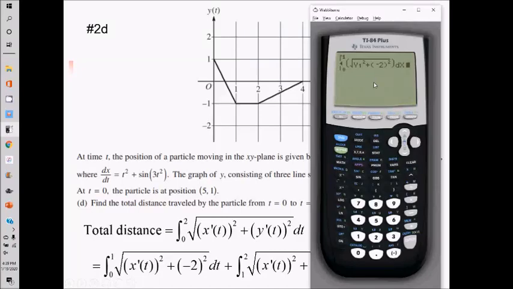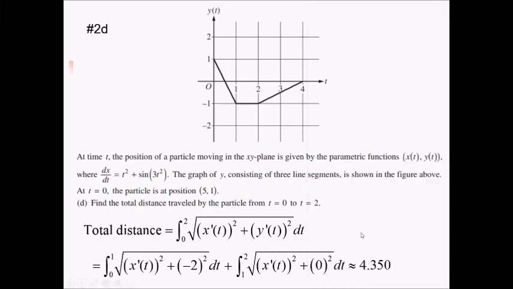So here's my first integral, 0 to 1, square root of, this is x prime of t squared. This is our -2 squared. And now we're going to add another integral. Let me do that off camera. Here's my other integral from 1 to 2. We still have x prime of t squared. Now we've got 0 squared, which I didn't really need to write, but whatever. Pressing enter on all that. That's about 4.34, let's round it off to 350. So there's our total distance traveled.